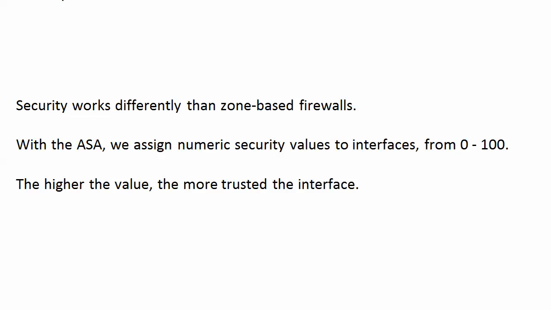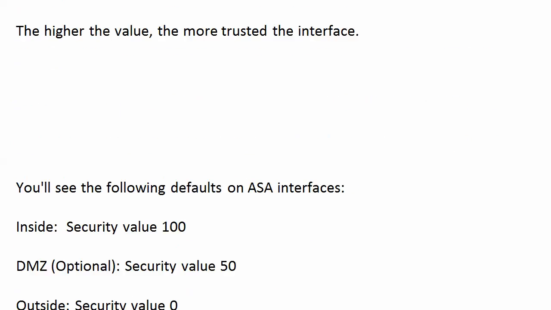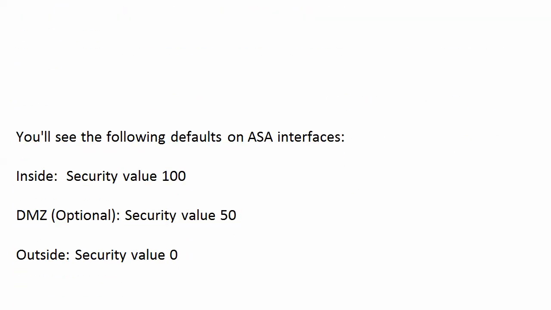Remember when you started getting your CCNA and we threw all these numeric values at you and we said, sometimes the highest one's better, sometimes the lower one's better. Well, we don't have a lot of numbers in the CCNA security course. There's not a lot of numeric values, but here's one we have to know, and it's the higher the value, the more trusted the interface. You'll see the following defaults on ASA interfaces, and we've seen them twice so far actually. The inside interface is going to have a security value of 100. So that is the most trusted value. That makes sense. If an interface is on our inside network, it should be totally trusted.